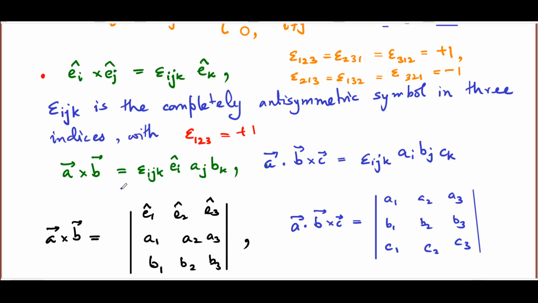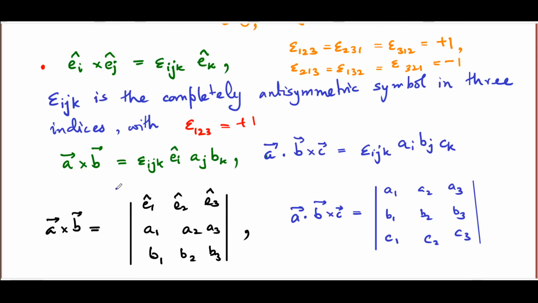Although we did not really state this explicitly in the last lecture, this is pretty easy to understand from what I've just said, that A cross B itself can also be written down in the form of a determinant. Here, e1, e2, e3, the three basis vectors, will form the first row, components of the vector A the second, and components of the vector B the third row.